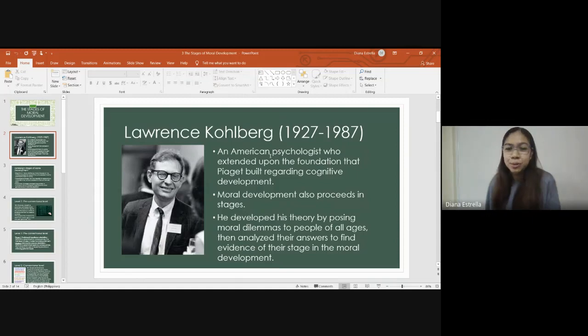Okay, so ayan, for Kohlberg, moral development also proceeds in stages. He developed his theory by posing moral dilemmas to people of all ages and analyzed their answers to find evidence of their stage in the moral development. So if you have watched yung video na binigay ko dun sa Google Classroom, it's also on YouTube, no? Merong isang sikat na moral dilemma na binigay si Kohlberg dun sa mga respondents niya. Okay, it's called the Heinz dilemma. H-E-I-N-Z. Parang Heinz ketchup. Okay.